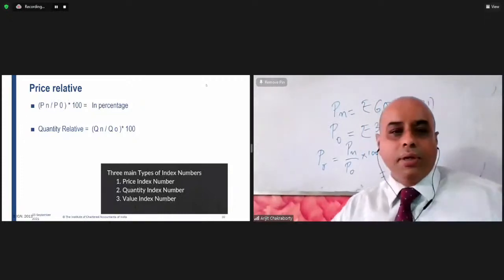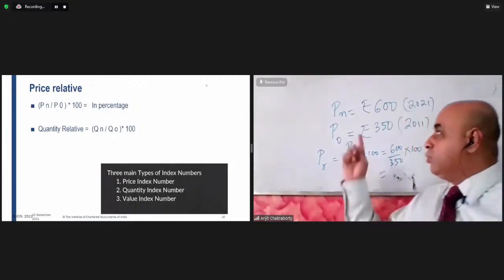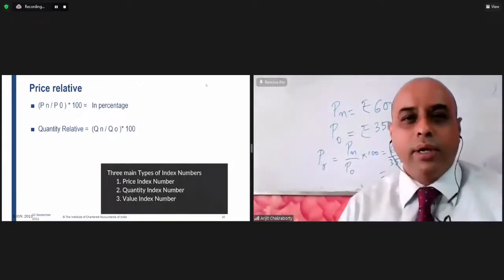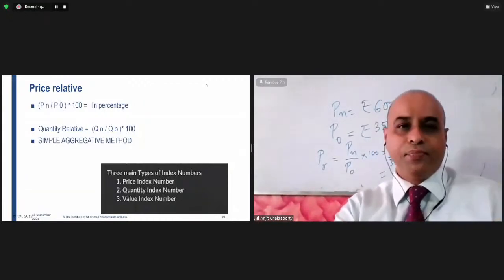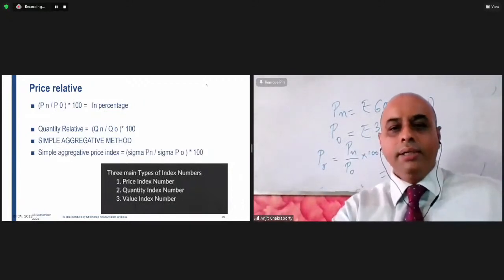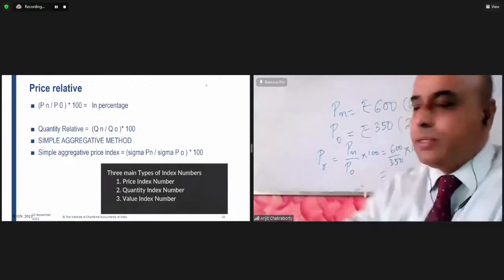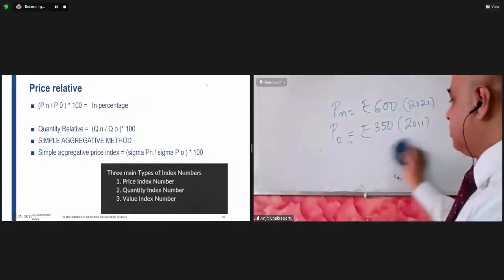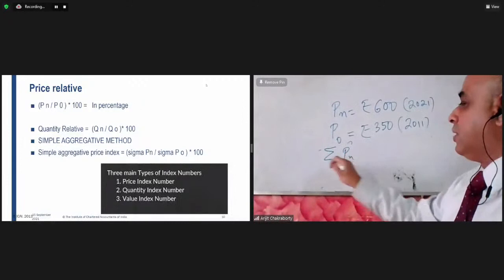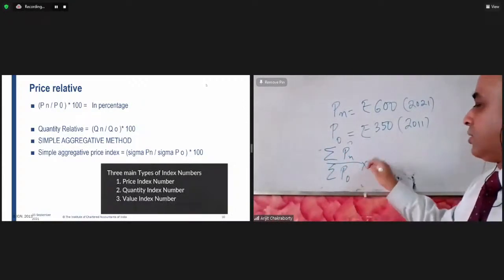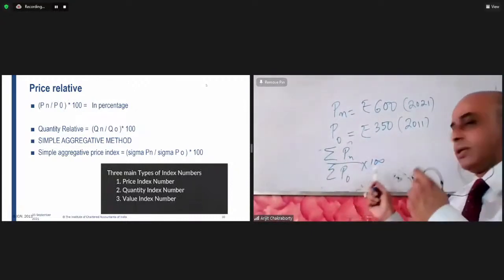Similarly, we can have quantity relative. Quantity relative is given by the equation Qn by Q0. That means the quantity we are using in the current year divided by the quantity we used in the base year gives you the quantity relative. And we have the simple aggregative price index, which is sigma Pn by sigma P0 into 100. When we are aggregating, we are aggregating several prices. We will take examples on this simple aggregative price index, and you will understand even better.